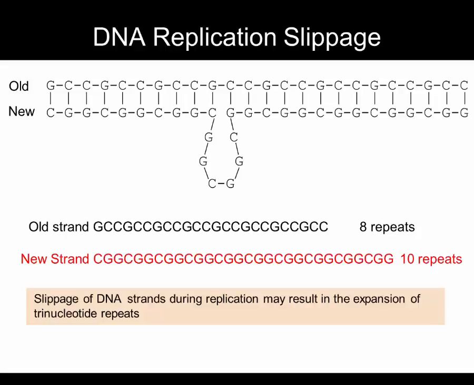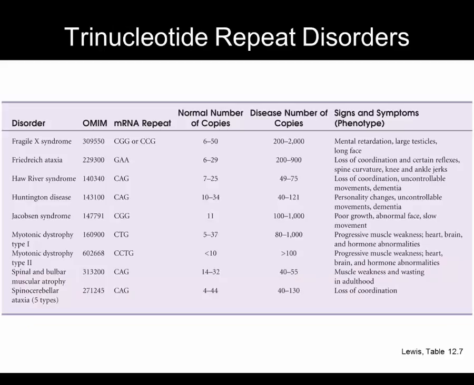Expanding the number of repeats like this can have major consequences. Here's a list of conditions associated with trinucleotide expansion, including Huntington disease. In these conditions, genes that normally have just a few repeats expand to several hundred or even thousand repeats.